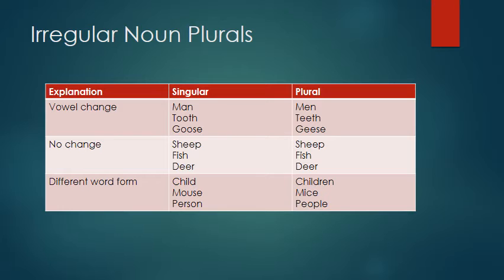And we'll explain later, in a later section, when that's okay. But in general, these ones we don't change. And then there's these ones that have a completely different form. So we have child becomes children, mouse becomes mice, person becomes people.